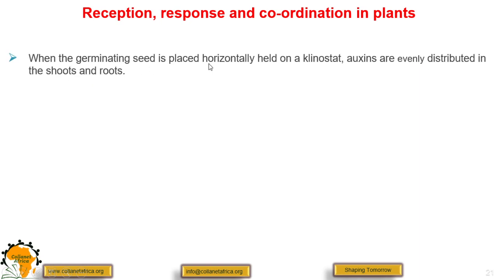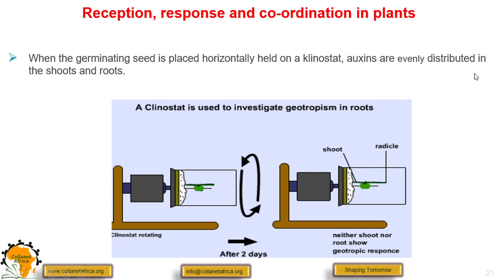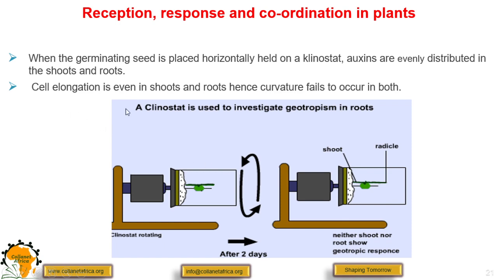When the germinating seed is placed horizontally, held on this apparatus called a clinostat, auxins are uniformly distributed in the shoots and the roots. So a clinostat is an apparatus used to investigate geotropism in roots. So this will rotate the plant uniformly, so you will find that the plant will have uniform growth. Cell elongation is even in shoots and roots, and hence curvature fails to occur in both shoot and roots.